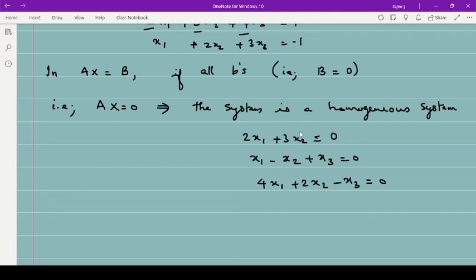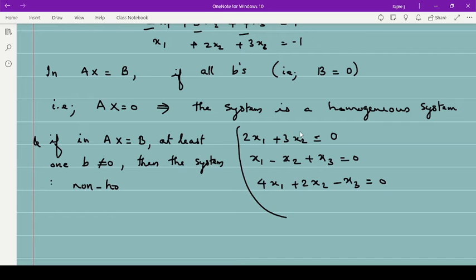And if in Ax equal to B at least one B is not equal to 0, then the system is non-homogeneous. So in Ax equal to B, if at least one B is not equal to 0, the system is non-homogeneous.